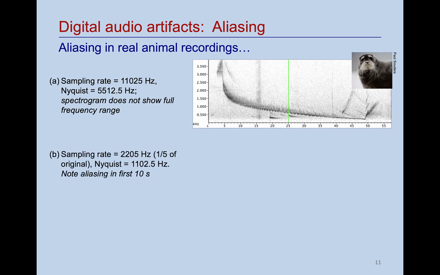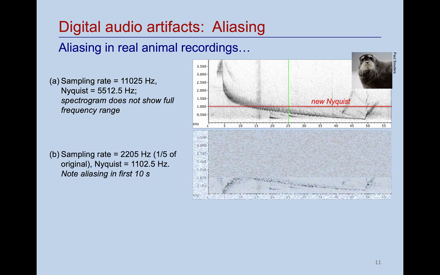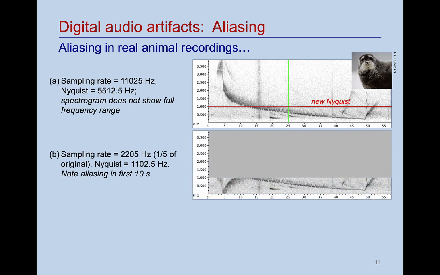Now let's take this recording and resample it to reduce its sample rate to 1/5 of the original, from 11,000 hertz to about 2,200 hertz. That means the new recording will have a Nyquist frequency of about 1,100 hertz, and that's shown by the red line in the top spectrogram.